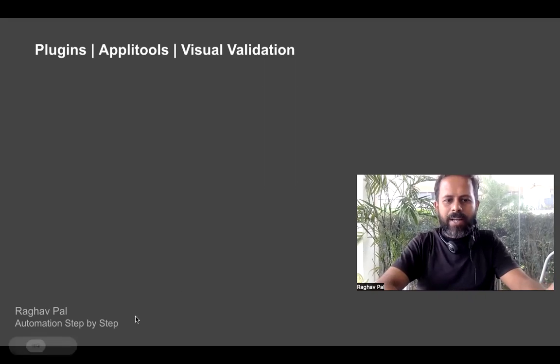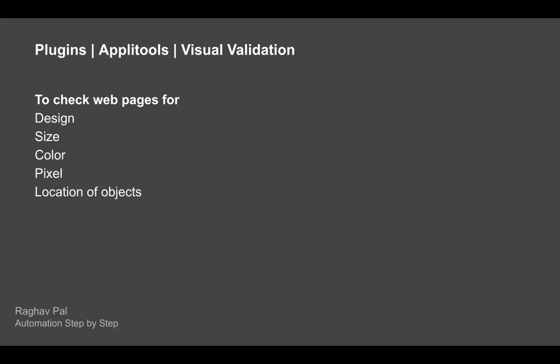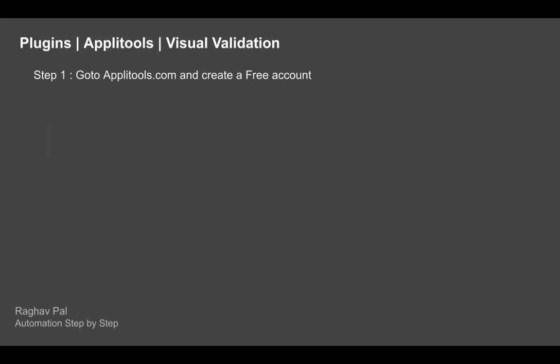So let us see how exactly we can do visual validation with Katalon Studio. So for this, we use a tool, a platform called Applitools. And using this platform, we can check web pages for their design, size, color, pixel, location, etc. Let us see the steps.